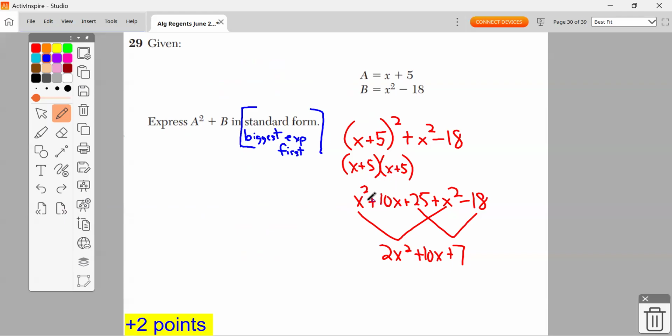Do FOIL. When we do FOIL, we get x squared plus 10x plus 25 plus your b value. Your b value is x squared minus 18. So we have this trinomial plus this. When we add those together, 1x squared plus 1x squared is 2x squared. Adding together are like terms. 25 plus negative 18 is positive 7. So as a final answer, we get 2x squared plus 10x plus 7. We have to make sure that it's in that order because it says in standard form.